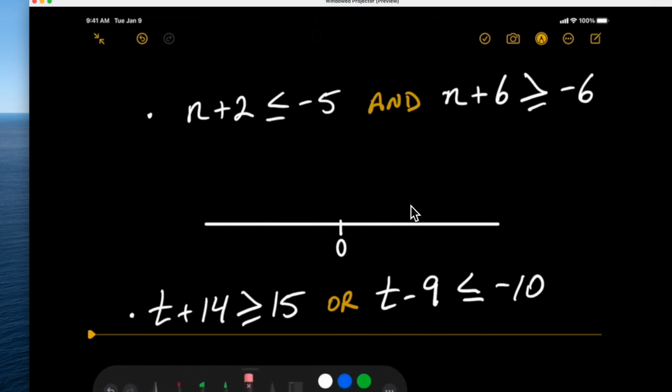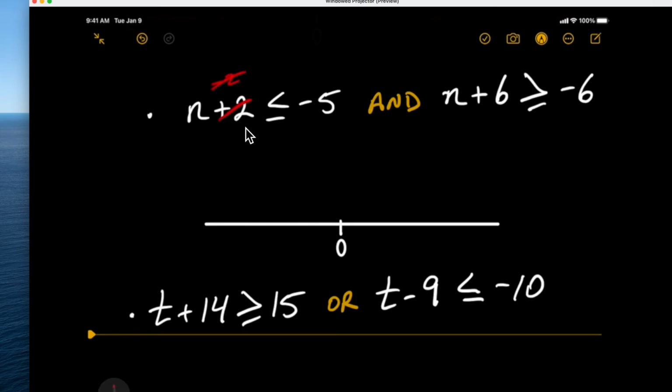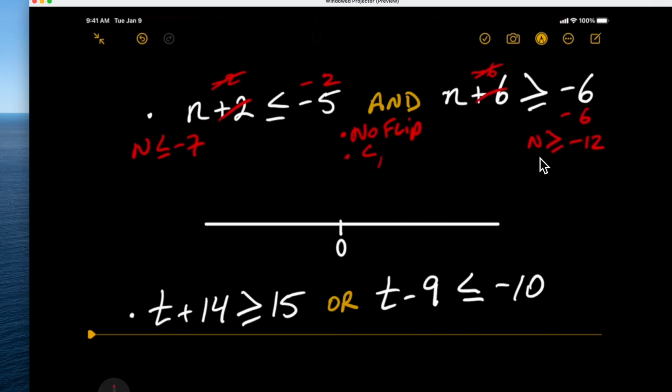Okay, we have an AND problem. So unless we have a surprise, we're going to expect a dumbbell. Let's solve each of them. We're going to subtract 2 from both sides. These cancel out. We're going to have n is less than or equal to negative 7. Over here, we're going to subtract 6 from both sides. And we're going to get n is greater than or equal to negative 12. We had no flip of the sign. We have a variable that is less than something, or less than or equal, and we have the same variable that's greater than something. No surprises, we're going to expect a dumbbell.